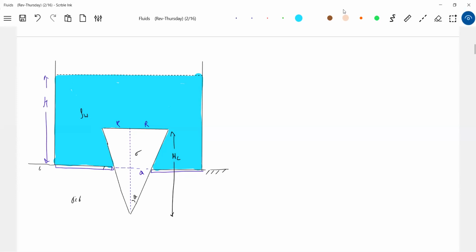As I decrease the level, here I'll put a small hole. The water will drain out. Then at what height, what should be the height of the level of water so that the cone will come out of the hole? How do you manage such questions here? There's a base.